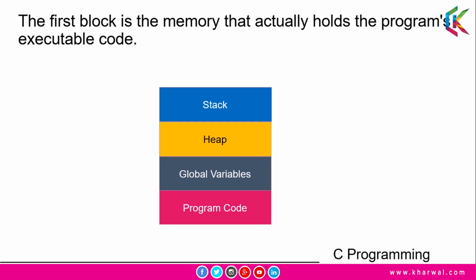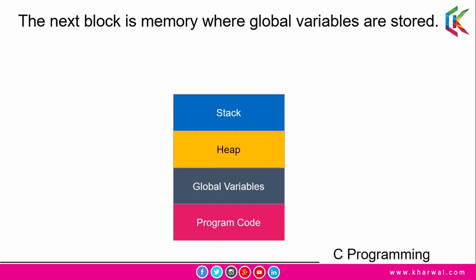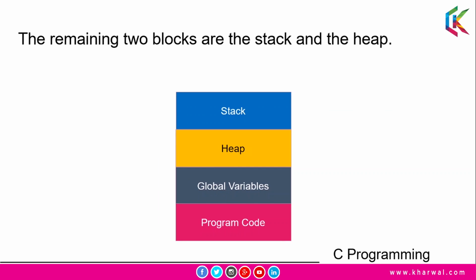The first block is the memory that actually holds the program's executable code. Now moving forward guys, the next block is the memory where global variables are stored. Now moving forward guys, the remaining two blocks are the stack and the heap.